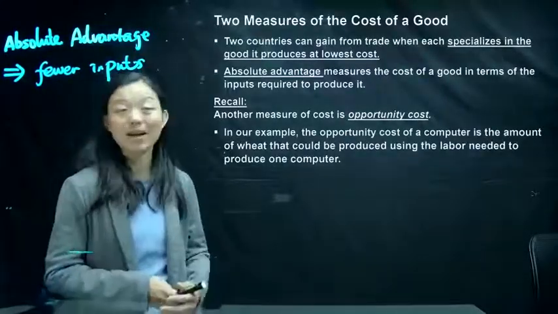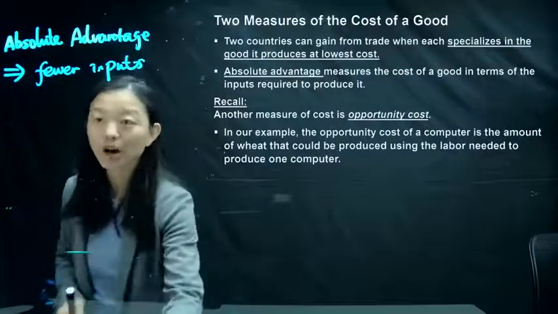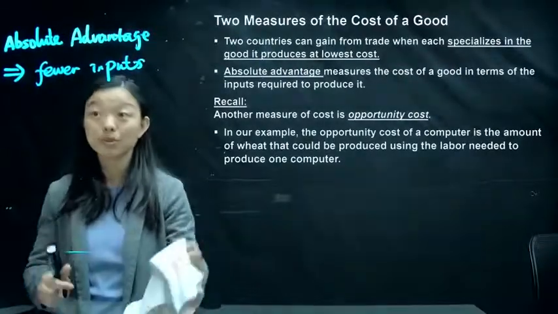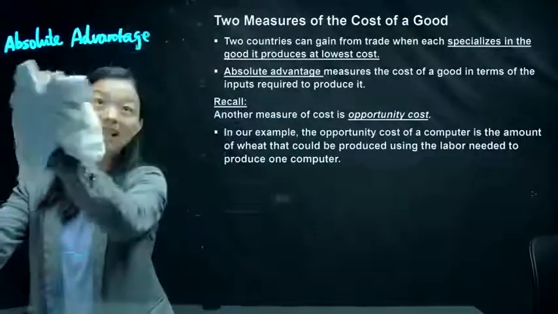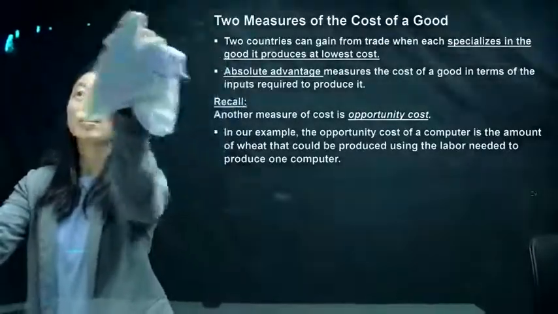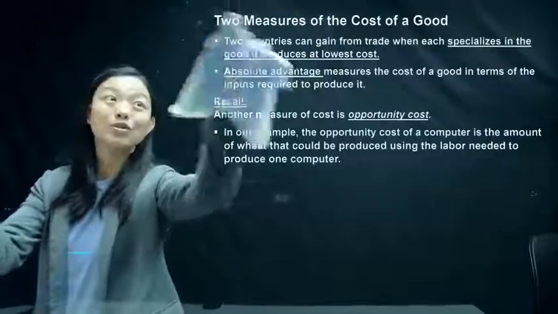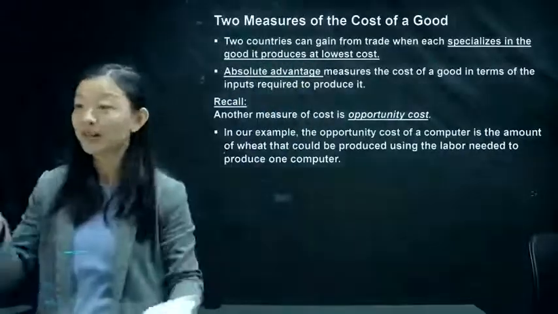So in our example, can you tell me the opportunity cost of computer production in the United States and Japan? Let's look at the example. We will use the slope of the PPF to help us find the opportunity cost.